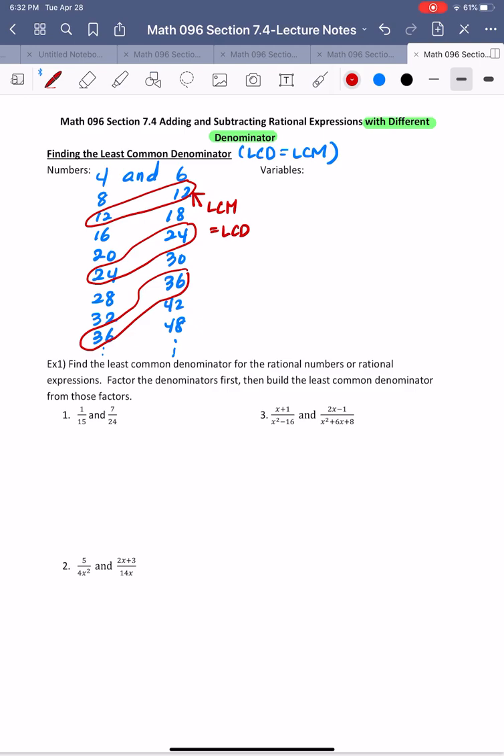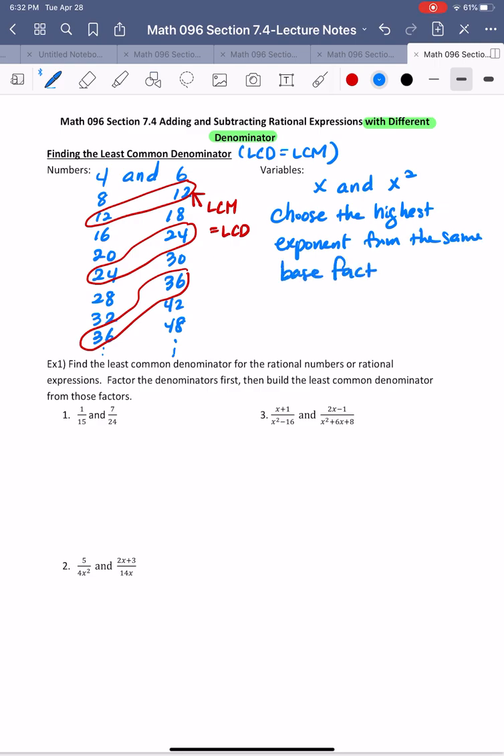For variables, let's say when you have x and x squared, you have to choose the highest exponent from the same base factor. So here the LCD is going to be x squared, right? Squared is higher than the degree of 1. Okay, all right, so let's do the problems.